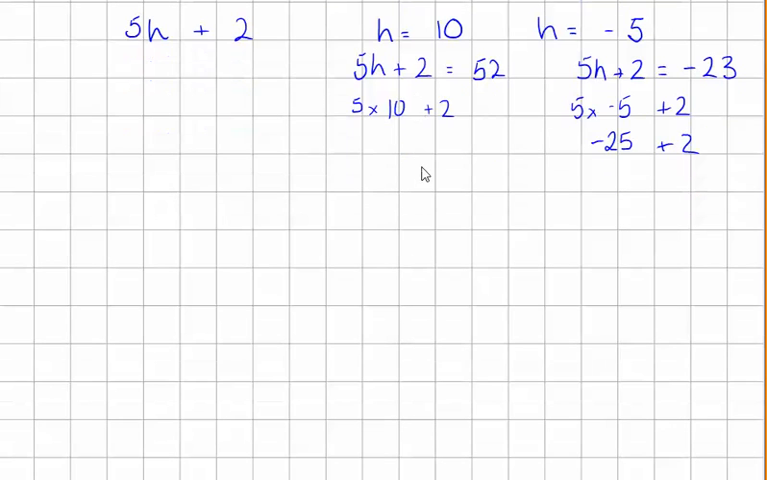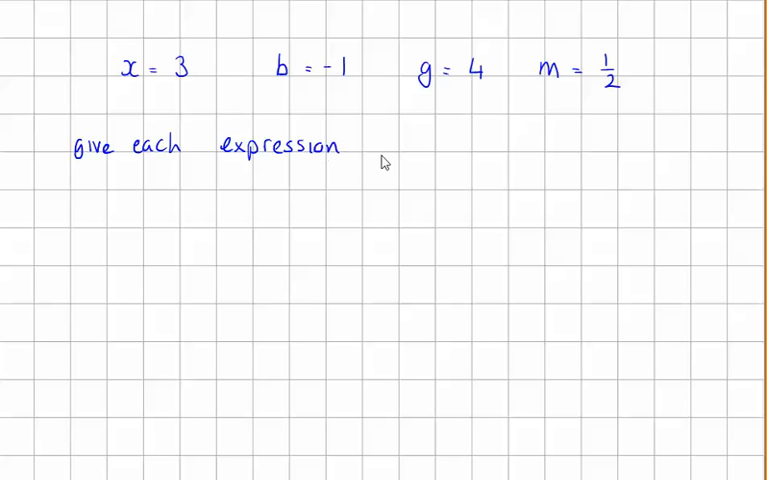Easy enough. Now I'm going to give you a couple to do. I'm going to tell you the things to substitute in to start with. So x equals 3, b equals -1, g equals 4, and m equals 1/2. And I'm going to ask you to give each expression a value. So A, what is 4x plus 3? B will be g plus 2m.